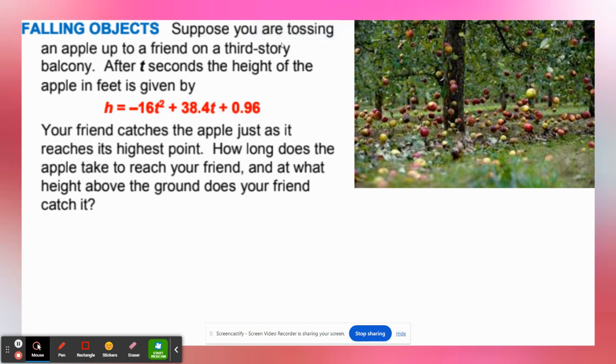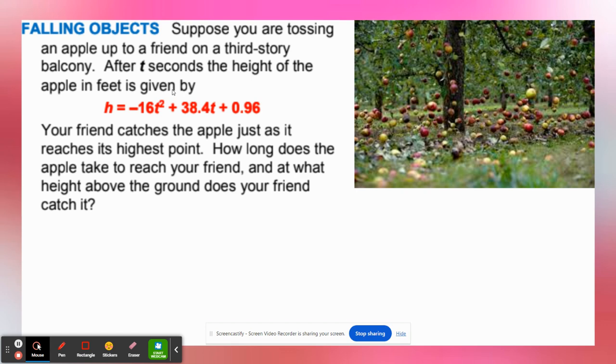Falling objects. Suppose you're tossing an apple up to a friend on a third-story balcony. After t seconds, the height of the apple in feet is given by h equals negative 16t squared plus 38.4t plus 0.96. Your friend catches the apple just as it reaches its highest point. How long does the apple take to reach your friend? And at what height above the ground does your friend catch it?